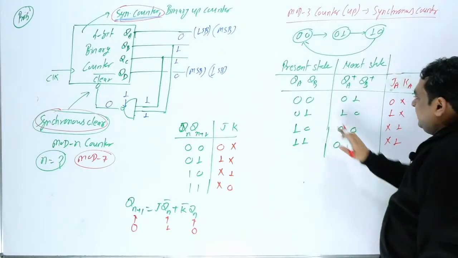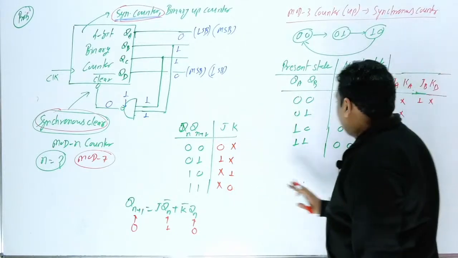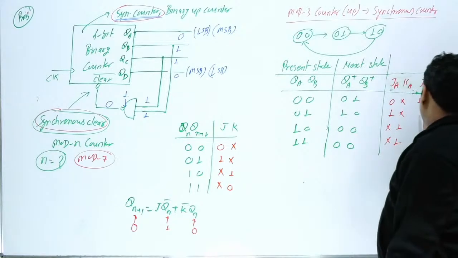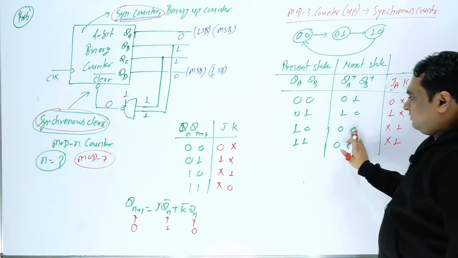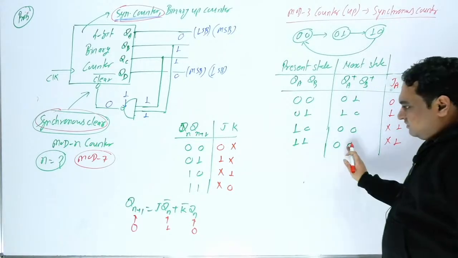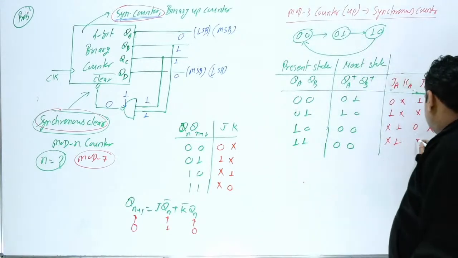Now the second value, for B. For 01 it is 1x. For 10 it is x1. For 00 it is 0x. And for 10 again, it is x1.